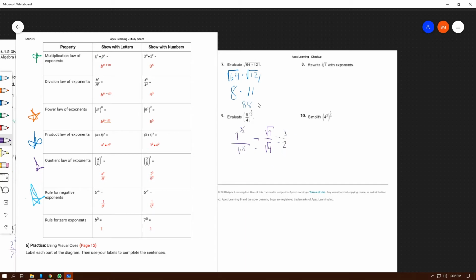The square root of 9 is 3. The square root of 4 is 2. So 3/2. I use the quotient law of exponents to distribute that essentially. And then I just know that the 1/2 exponent is a square root.